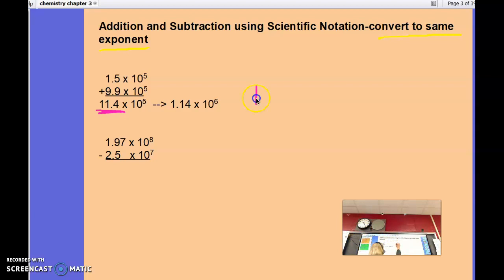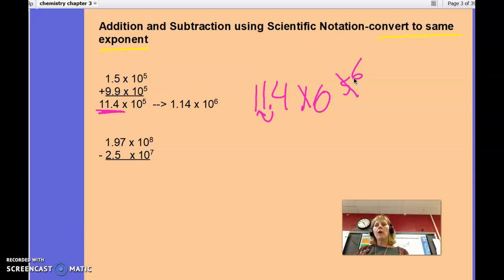So I'm going to take this 11.4 times 10 to the 5th. I need to move this decimal one place over. I just made this number smaller, so I need to make the exponent one number larger. I moved it one place to the left and made this smaller, so my exponent must increase. So 11.4 times 10 to the 5th is the exact same number as 1.14 times 10 to the 6th.